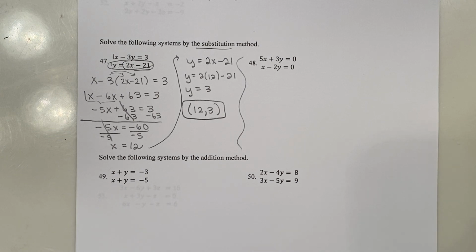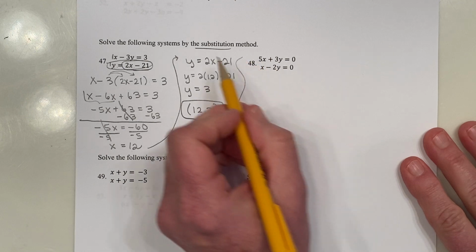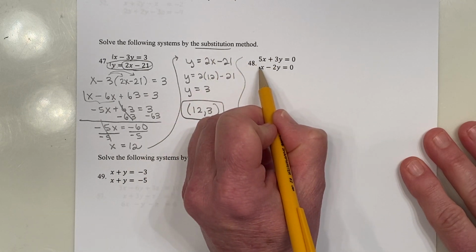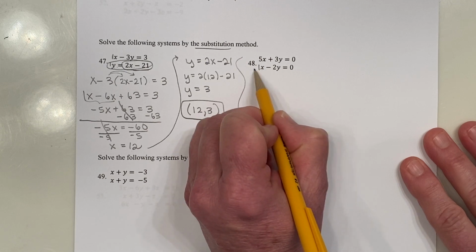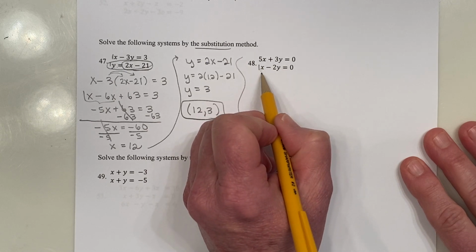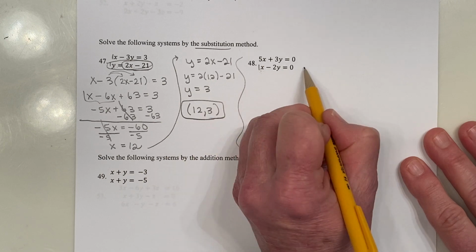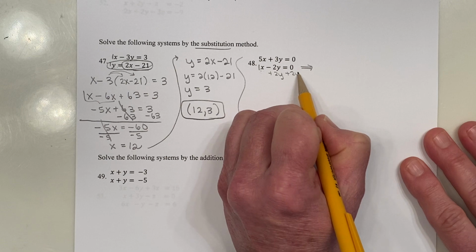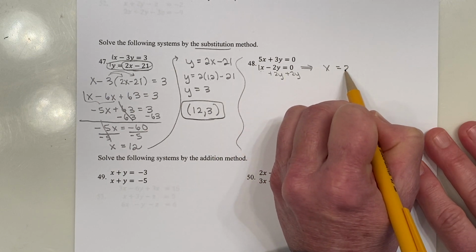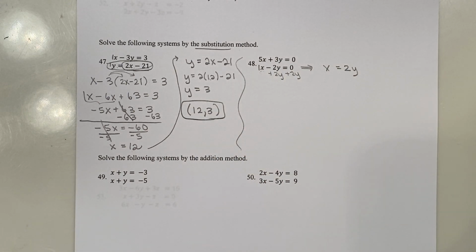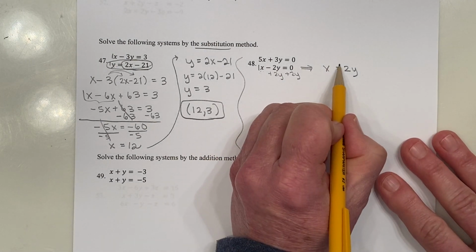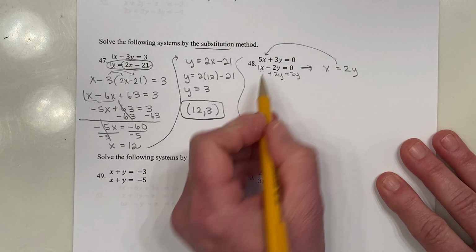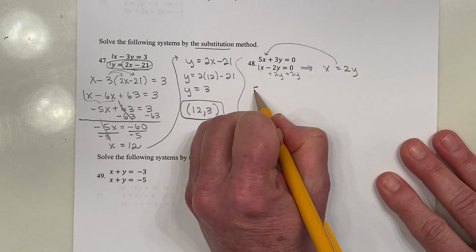All right. 48, again, I'm using the substitution method, so my eyes should be looking for any variable that has a coefficient of 1 and then isolating that equation for that variable with a coefficient of 1. So I'm going to work with the bottom equation here. And when I add 2y to both sides of the equation, I'm going to get that x equals 2y. So I'm going to sub in equation 2 to equation 1, replacing this x with 2y.